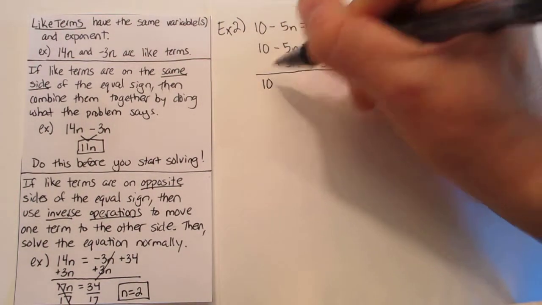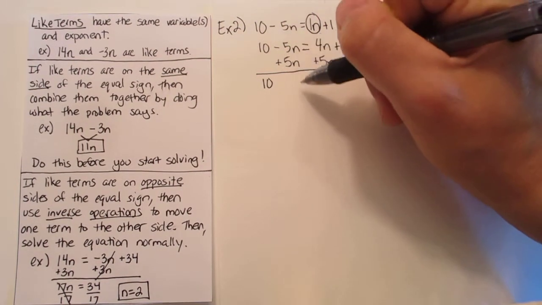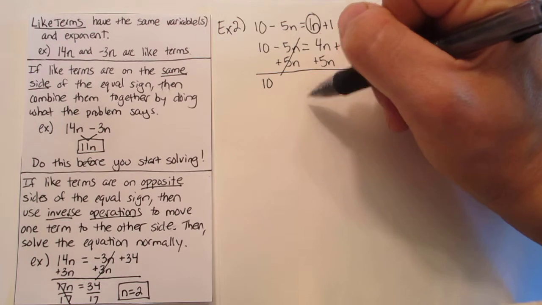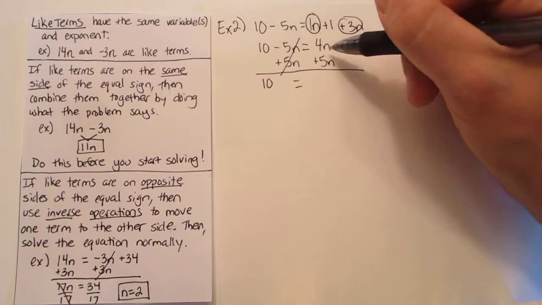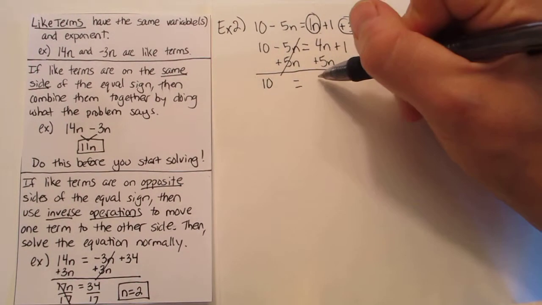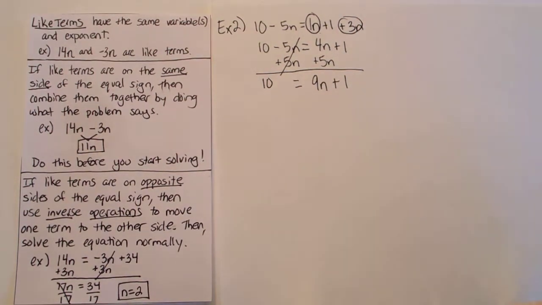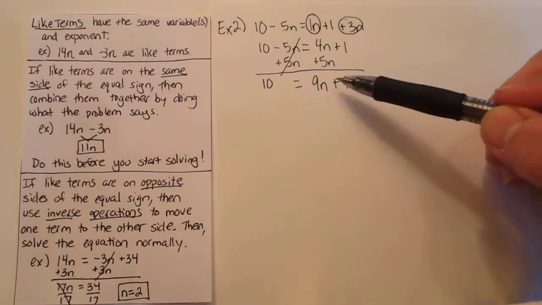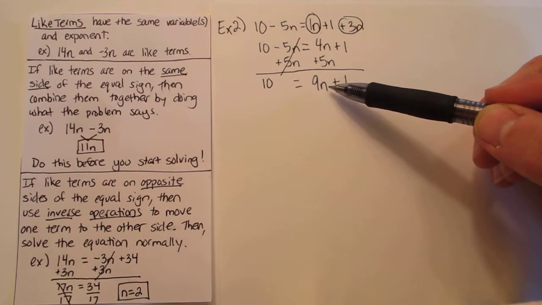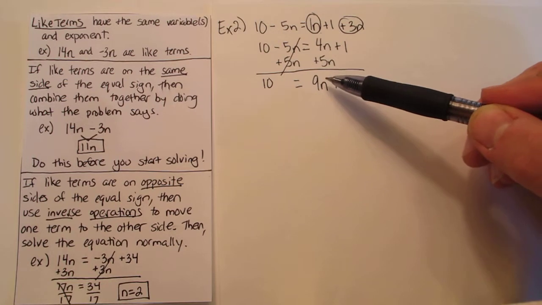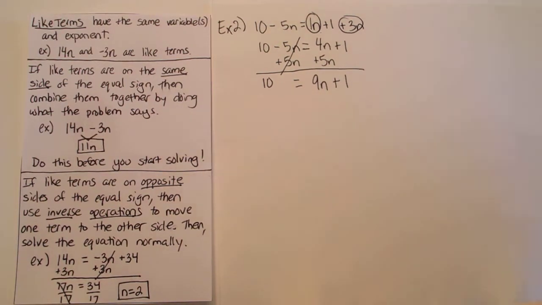And now I'm going to bring everything down. Bring down the 10. Negative 5n plus 5n is 0. Bring down the equal sign. 4n plus 5n is 9n. Bring down the plus 1. So now I have a basic two-step equation, and I want to look at the numbers with the n, and I want to eventually get rid of them all and isolate that variable. So I have a times 9 and a plus 1.